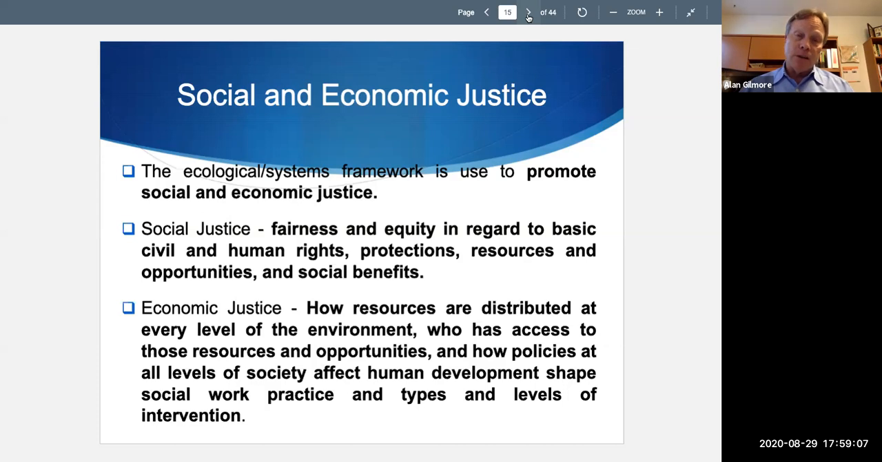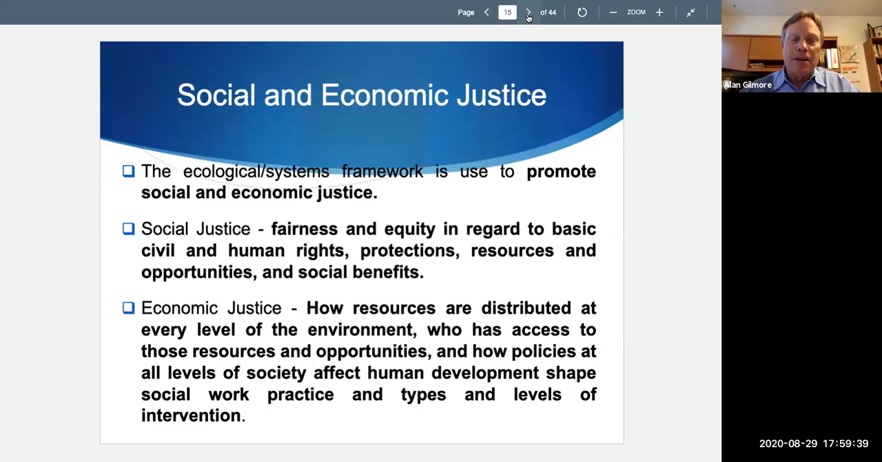And then economic justice. This is all about how resources are distributed at every level of the environment, who has access to those resources and opportunities, and how policies at all levels of society affect human development, shape social work practice and types and levels of intervention. So definitely along with social justice, you're taking a look at economic justice as well. Who has access to jobs? Who has access to resources?